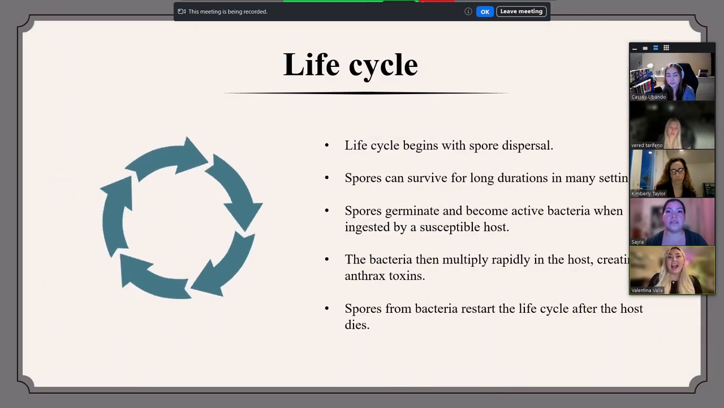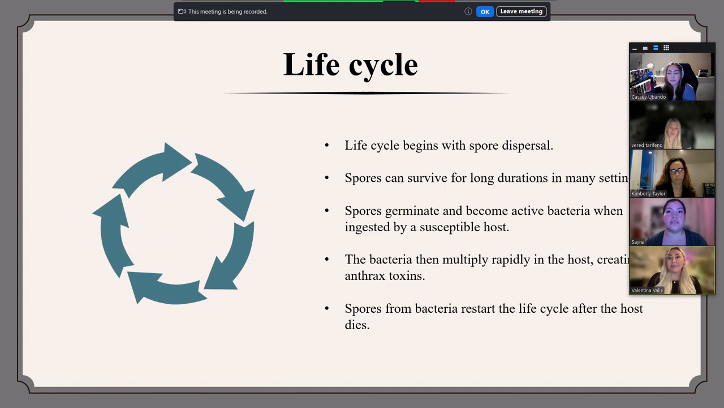Life cycle. Anthrax begins its life as a spore. The spore can survive in soil, water, and animal products. Spores develop into bacteria when entering a vulnerable host. Fast-multiplying bacteria create poisons that cause sickness. After the host dies, the bacteria sporulate, continuing the cycle.